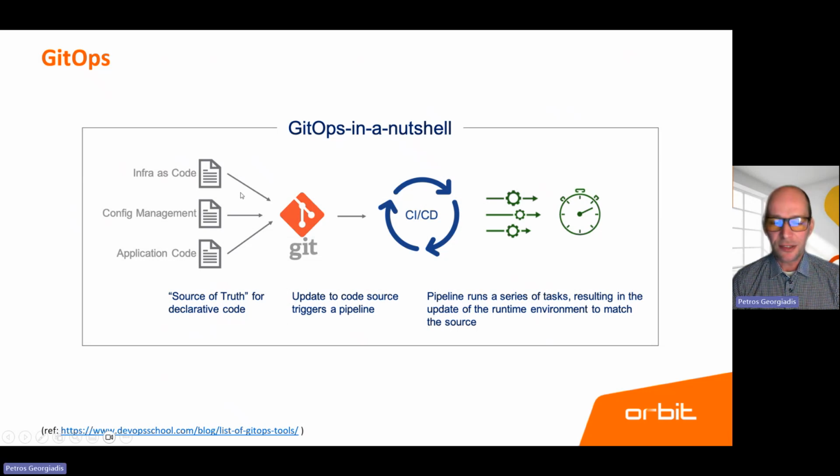So this is the process. Here in Git we have the source of the truth. An update to this source code will trigger CI/CD pipelines, and the pipelines run a series of tasks resulting in an update of the runtime environment to match the source. So really, this part should be matching, and this is the idea of GitOps.